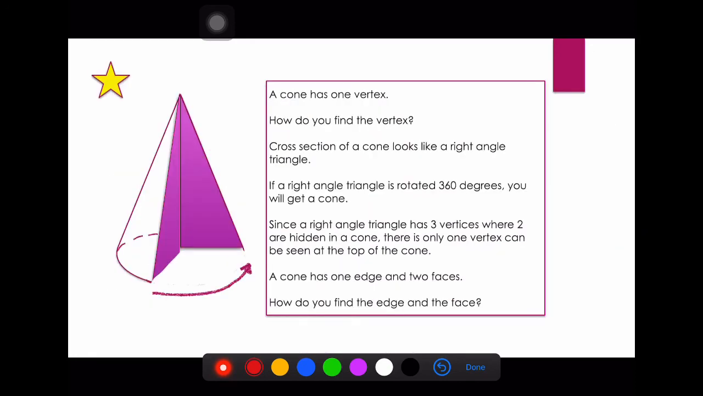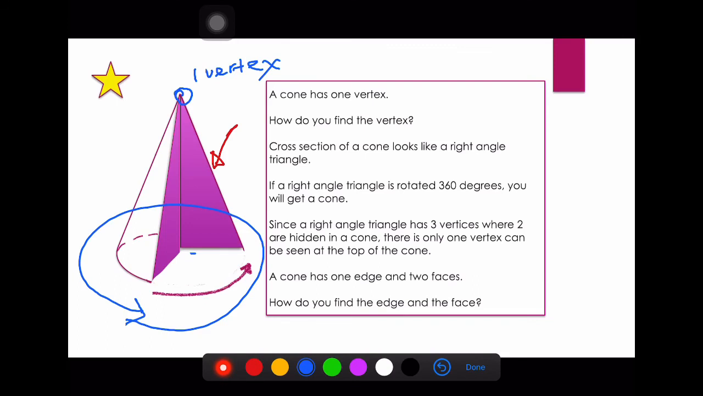For a cone, you might be wondering why a cone has a vertex. This is the explanation. If you cut across a cone, you can see that it has a right angle triangle like this. And if you rotate a right angle triangle 360 degrees, you will get a cone. Because of that, the right angle triangle has a vertex here. So 360 degrees, the vertex is still there. So that's why it has one vertex.